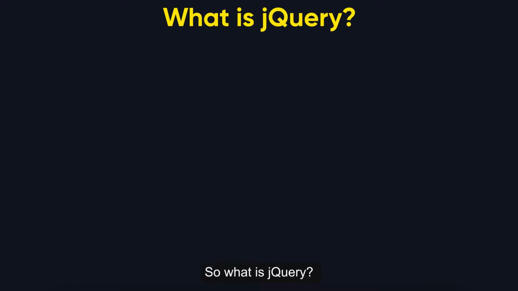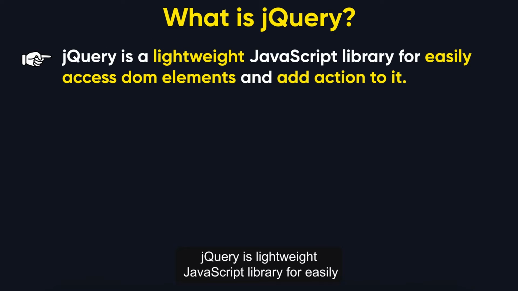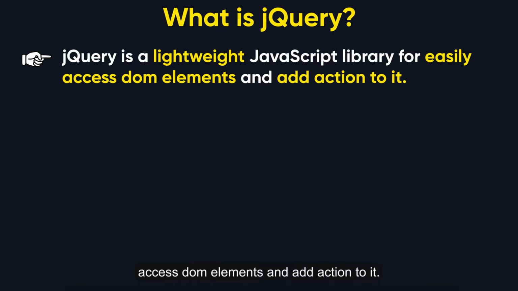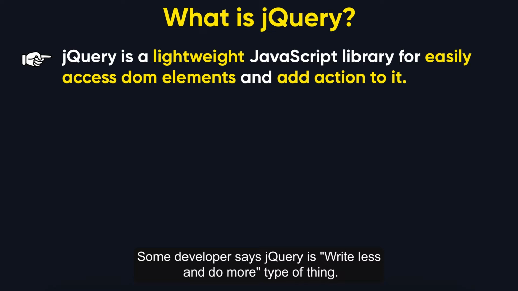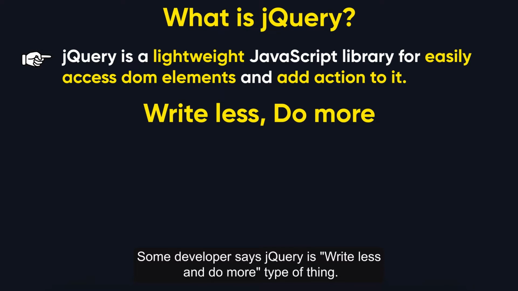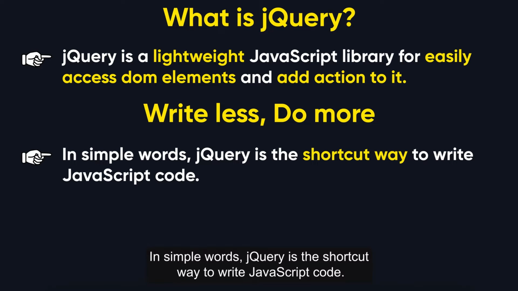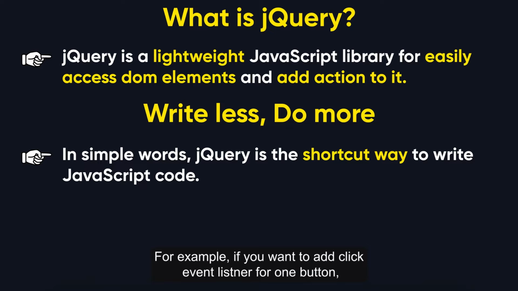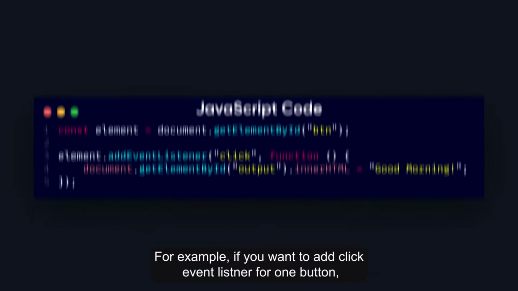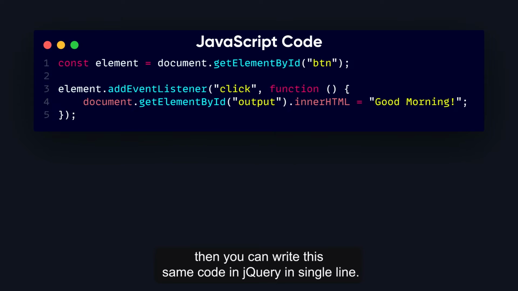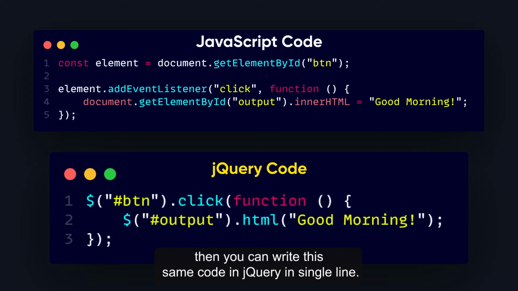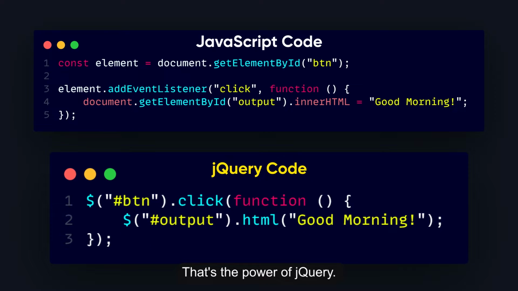So what is jQuery? jQuery is a lightweight JavaScript library for easily accessing DOM elements and adding actions to them. Some developers say jQuery is the "write less, do more" type of thing. In simple words, jQuery is the shortcut way to write JavaScript code. For example, if you want to add a click event listener for one button, then you can write the same code with jQuery in a single line. That's the power of jQuery.